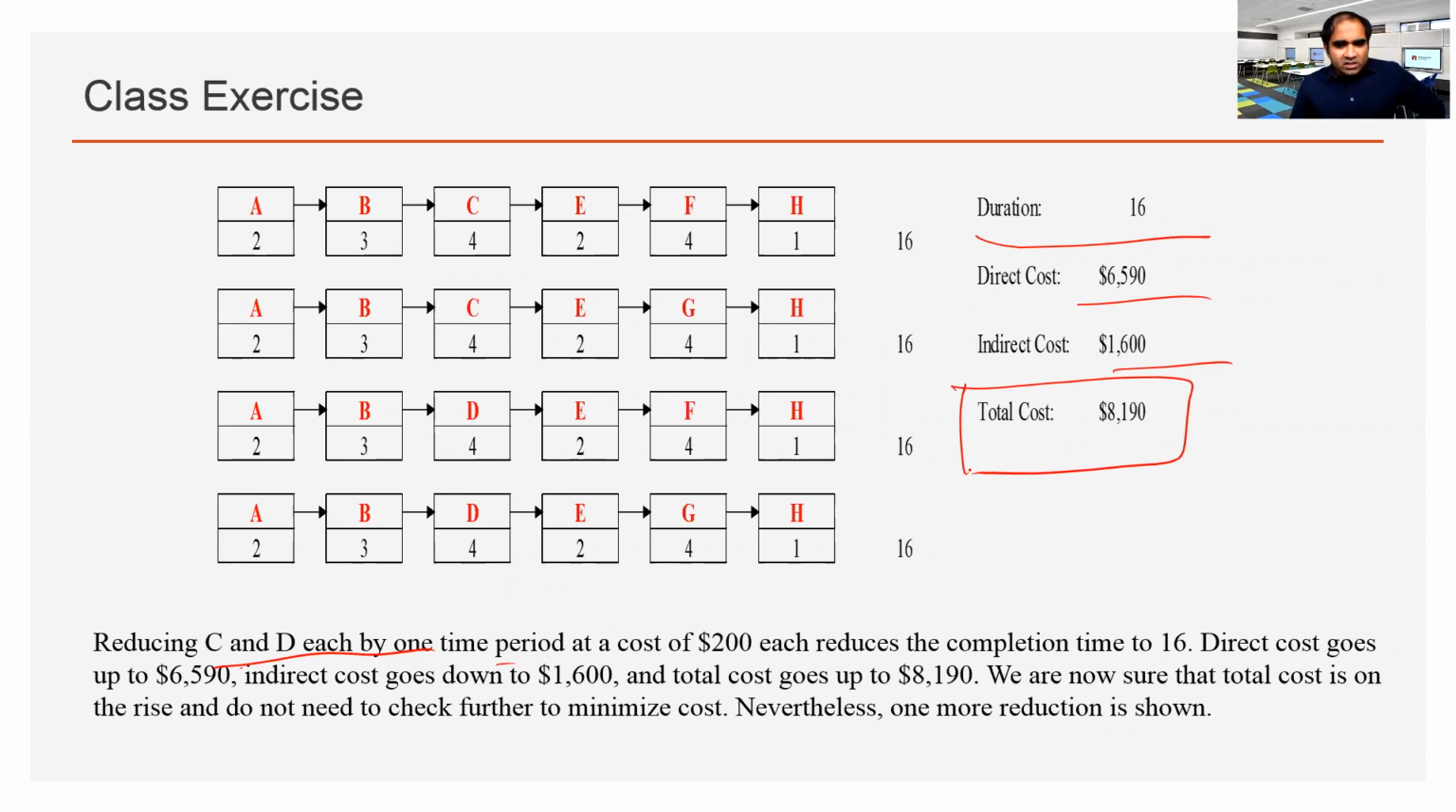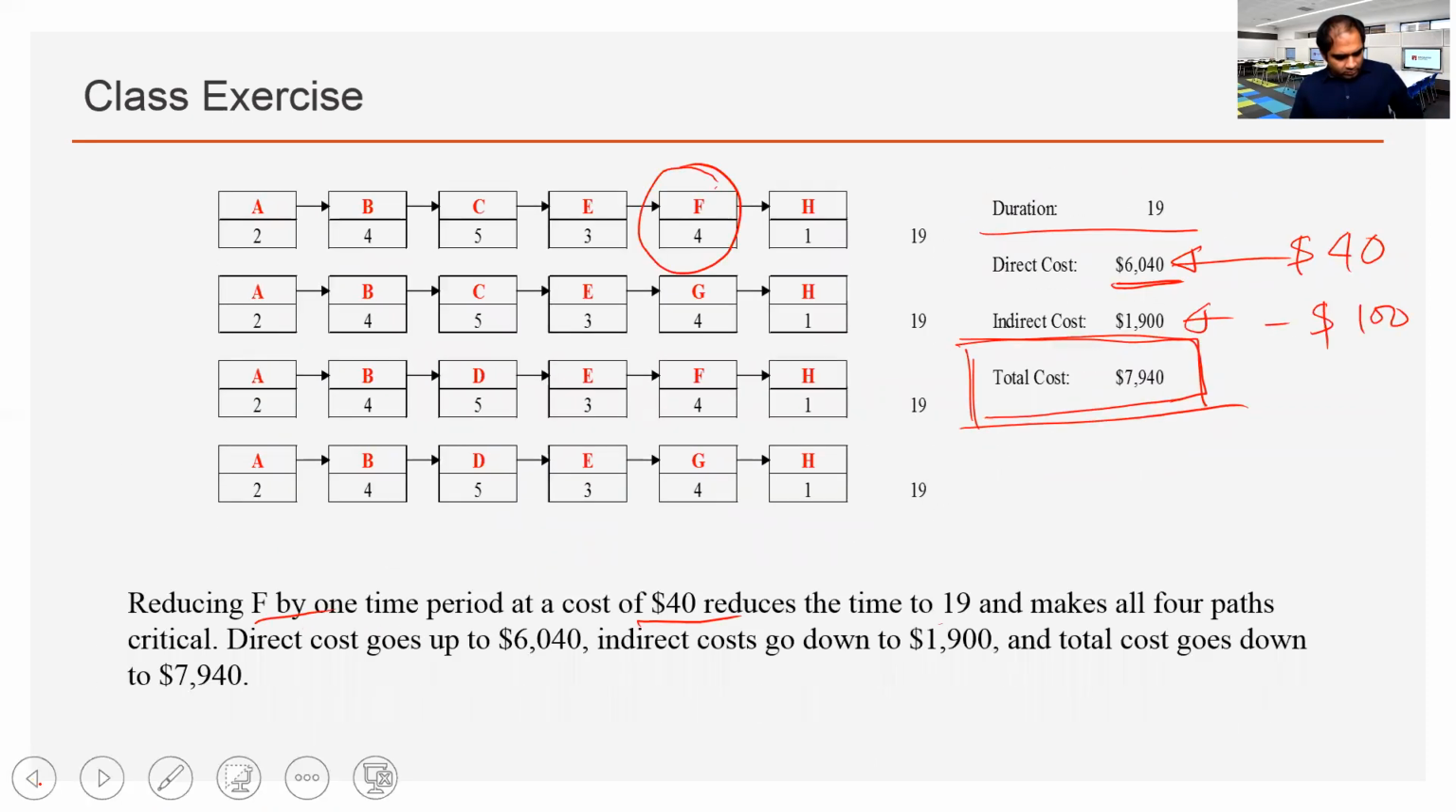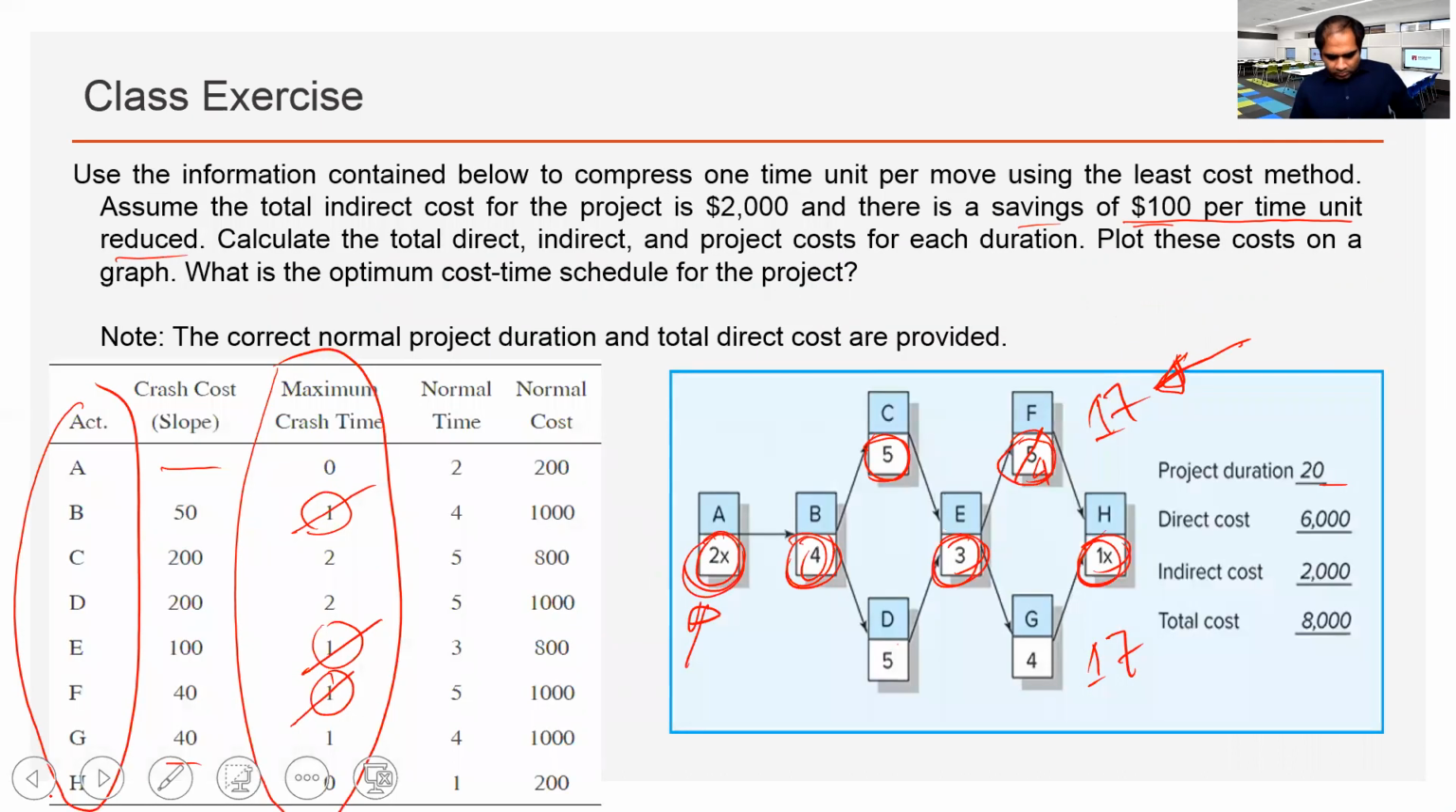Can you do C and G? We can crash C and G. We can also crash C and G. That's right. So from this chain, we have either D or G. We have an option of G.